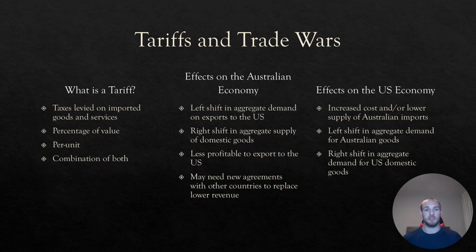Our second topic is on tariffs and trade wars. Tariffs are defined as taxes levied on imported goods and services and can be either as a percentage of the value of the good, per unit, or a mix of both. With the possible introduction of tariffs by President Trump on Australian exports, this will affect the aggregate demand and aggregate supply of both Australia and the US. Some implications of these tariffs and the possible escalating trade tensions means that it will be harder and less profitable to export goods and services to the US. This will mean that businesses will sell less goods as a whole unless they position themselves to work out new trade agreements with the US or with other countries to replace the revenue lost to US tariffs.